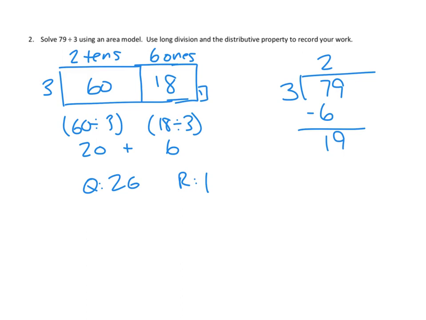How many times can we fit 3 into 19 ones? Well, we can fit them in 6 times. 6 times 3 is 18. 19 minus 18 is 1. And we have the exact same answer. We have our quotient up here, and we have our remainder down here.